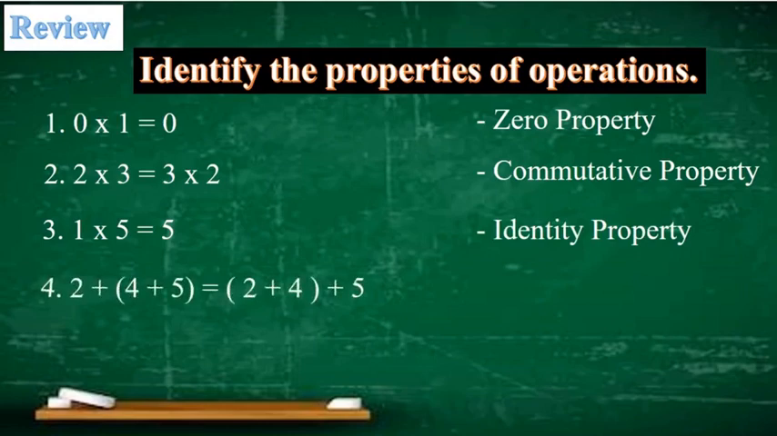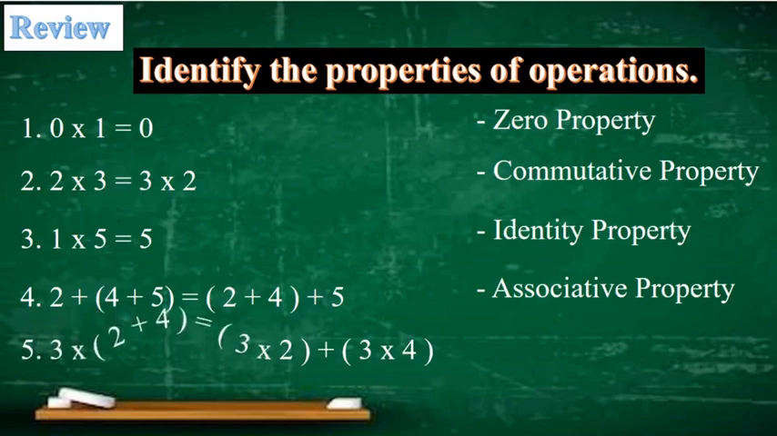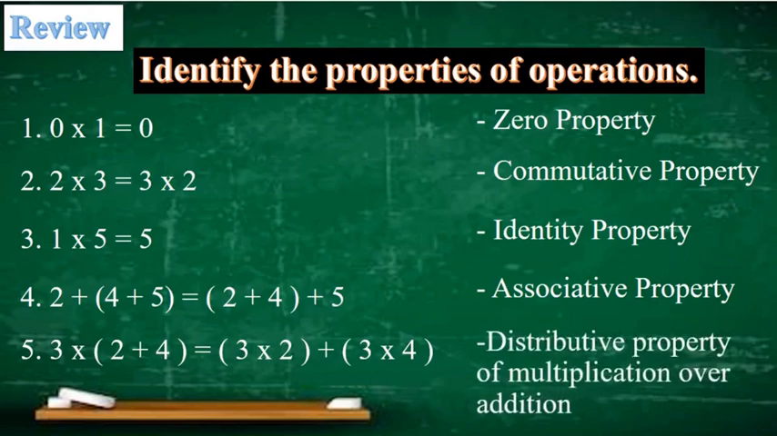Number 4. 2 plus the quantity of 4 plus 5 equals the quantity of 2 plus 4 plus 5. What kind of property is this? Good, associative property. And number 5. 3 times the quantity of 2 plus 4 equals the quantity of 3 times 2 plus the quantity of 3 times 4. What kind of property is this? Correct, distributive property of multiplication over addition.